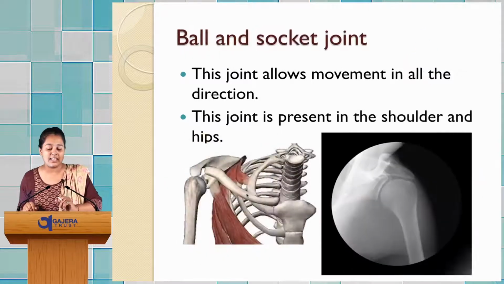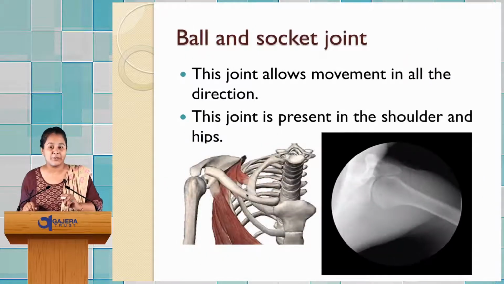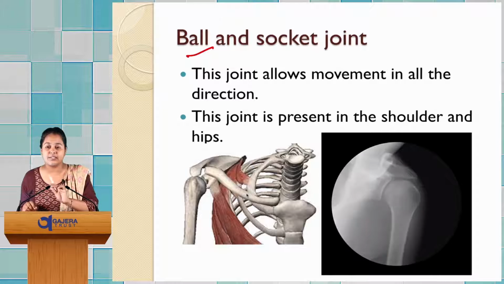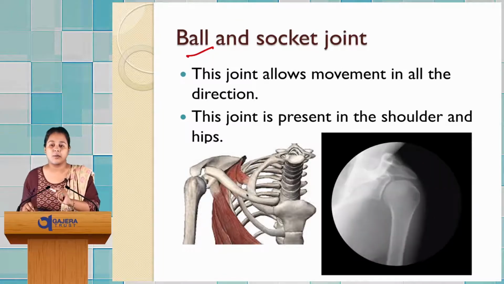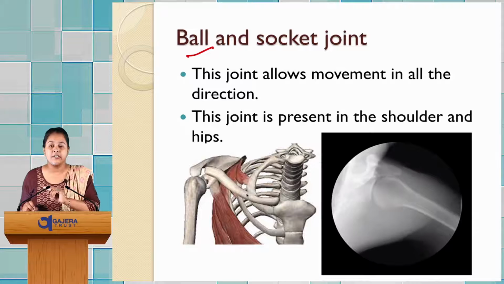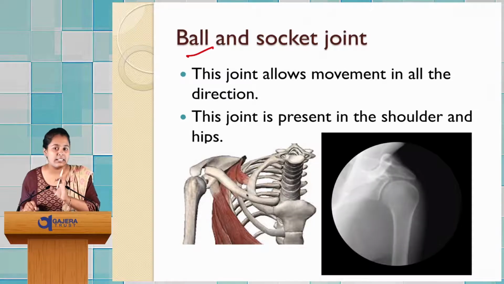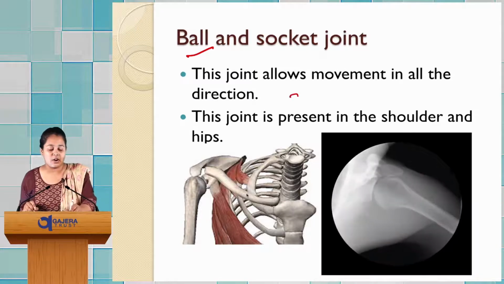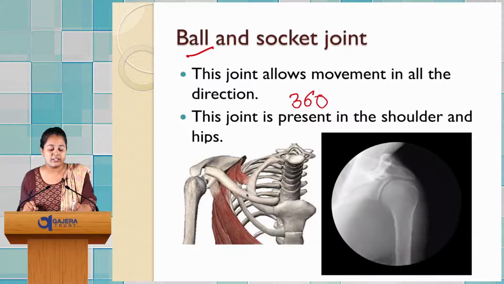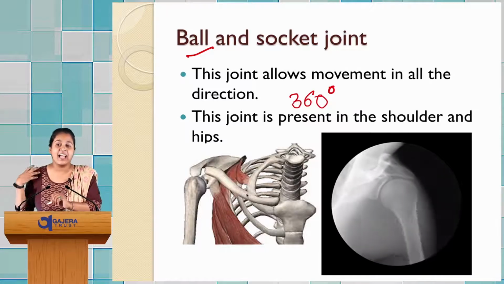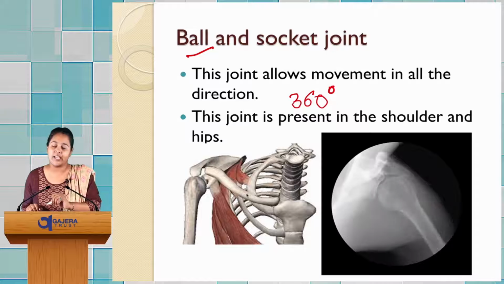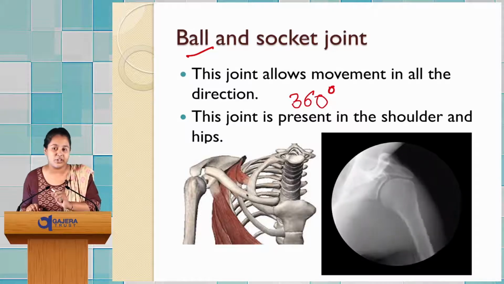Now the second one is ball and socket joint. This ball and socket joint is one of the most important joints in the human body or in the animal's body. This is the joint which allows the movement in all the directions, or we can say a full 360-degree movement. This joint is present in our shoulder and in our hip, or as we call it, pectoral girdle.